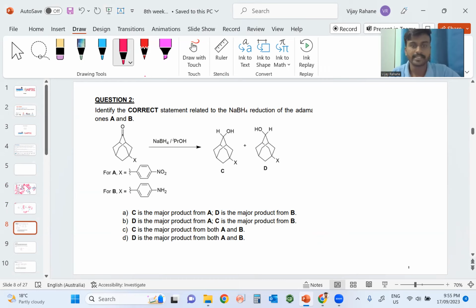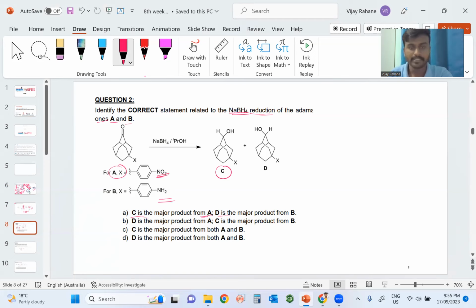The next problem asks for the correct statement related to the sodium borohydride reduction of the adamantane A and B. They have given X equal to nitro and amine, and we just need to do the NaBH4 reduction on this in isopropyl alcohol. They have given a few statements. C is the major product from A. So the statement is that C will be the major product from this A, and A will contain the nitro group, right?